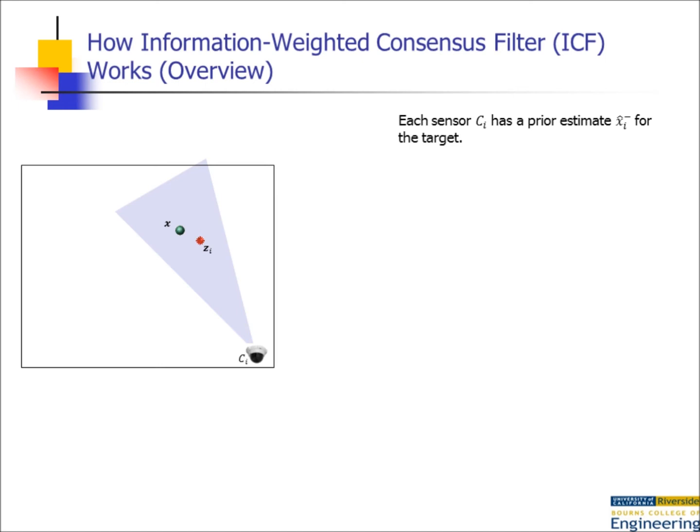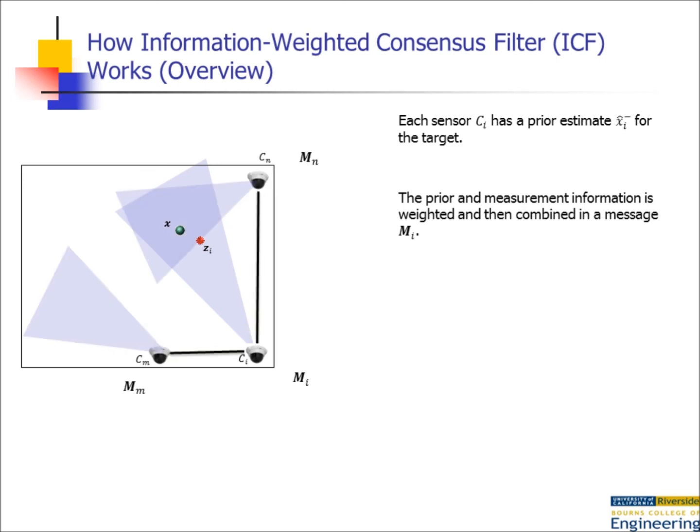Each sensor Ci also maintains a prior state estimate for the target. At each node, the prior and the measurement information are weighted by their covariances and fused together. The covariance of this fused information is also computed. The fused information and its covariance is then combined in a message Mi.